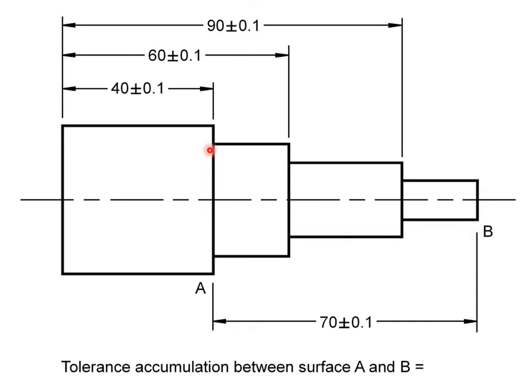Now, if the dimension between surface A and surface B was more important than with respect to the datum, so instead of having the long dimension from the datum to surface B, if this dimension was critical, then we would break from dimensioning from the datum and directly put a dimension from surface A to surface B, giving us a more accurate dimension, a tighter tolerance of plus or minus 0.1.